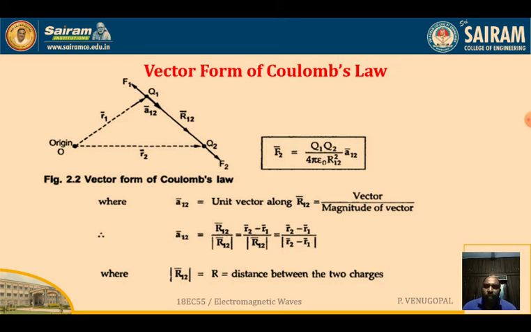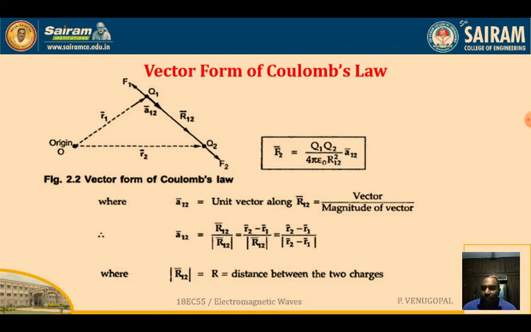See, you are also observing the force F1 which is exerted on Q1 due to charge Q2. R12 is the distance between the point charges Q1 and Q2. O is the origin. Between O and Q1 there is a distance called R1, and between O and Q2 there is a distance called R2. Using vector addition, we can write R12 is equal to what?